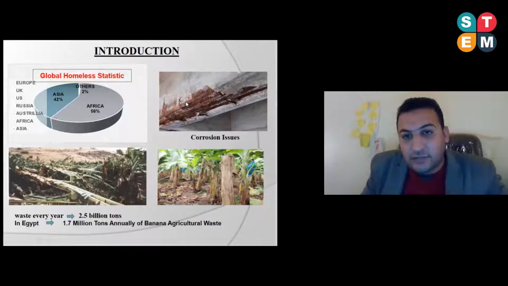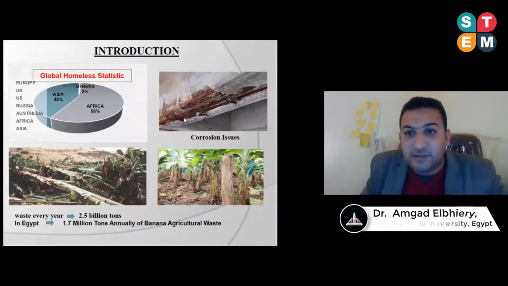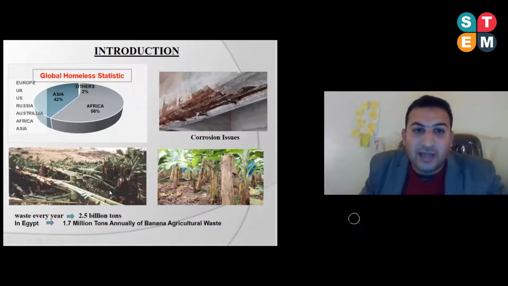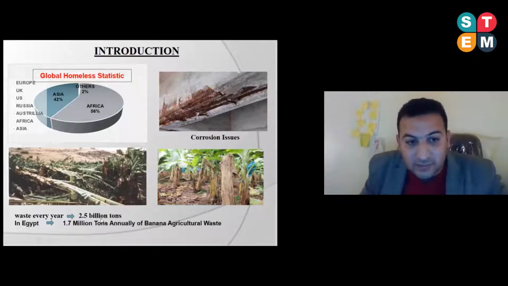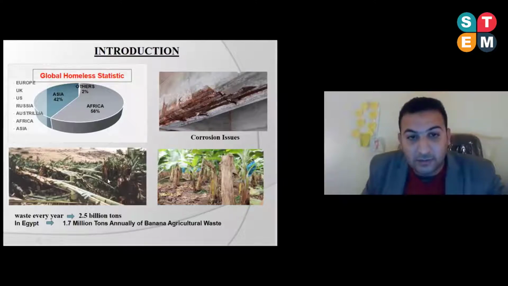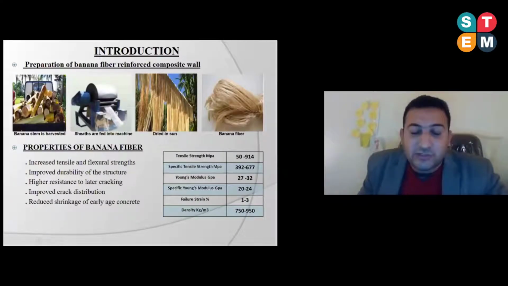Another issue is corrosion that happens to the steel in the building. The third issue is related to the waste material. There is a lot of waste material in the world, related to the banana fiber. The waste every year is 2.5 billion tons, and in Egypt, in our country, it is 1.7 million tons. So these issues make us search for a sustainable material that we can use instead of the synthetic material.